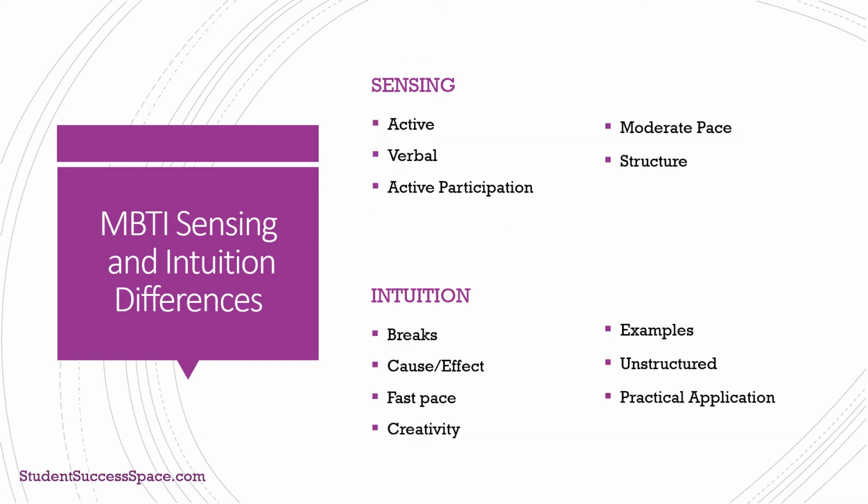So let's look at some of the differences. For your sensing person, they're very active and they're verbal, and they do like to have some breaks, but they don't need them very frequently. They're very active in their environment, and they love to have a moderate pace. They really enjoy that moderate pace of instruction, especially when it's combined with a structured learning environment. They like structure because they like details, and they like to know what they can depend upon.